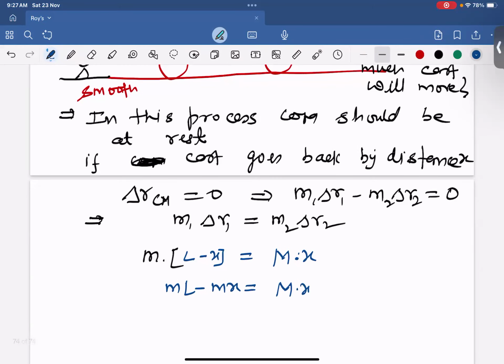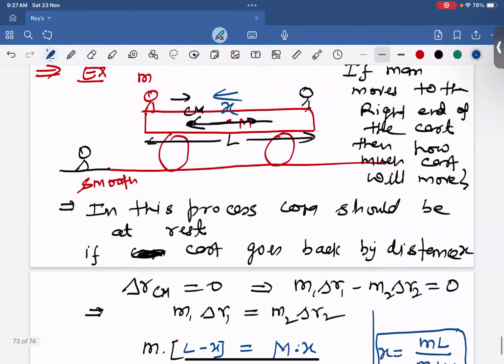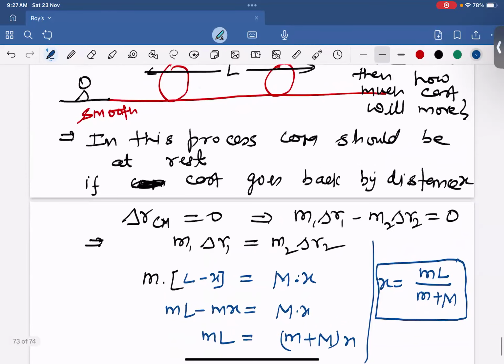So in that case, mX will go to that side. So I can say mL is equal to (small m plus capital M) into X. That means you can write how much the boat is going back: it is going back by mL divided by (small m plus capital M). Small m is the mass of the person, L is the length of the boat or cart, and capital M is the mass of the cart. Please copy this, Neil.